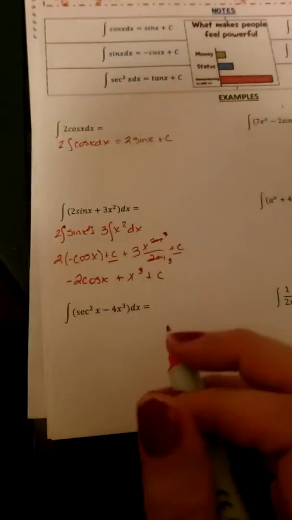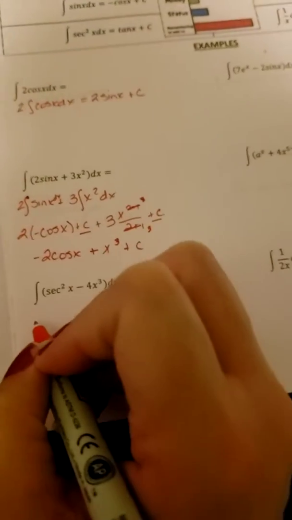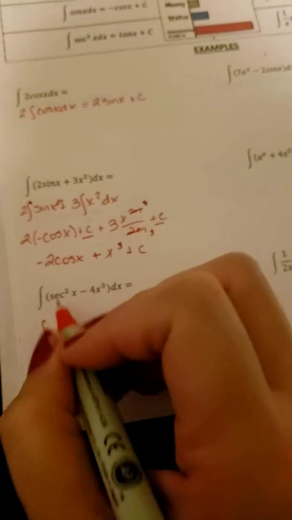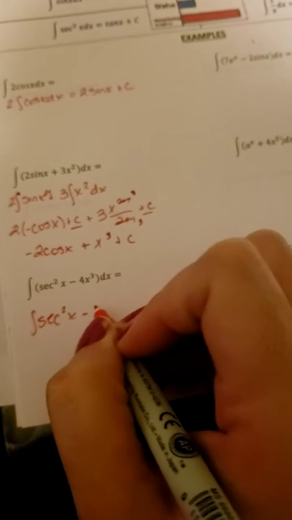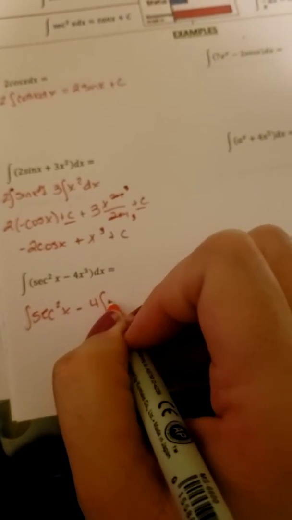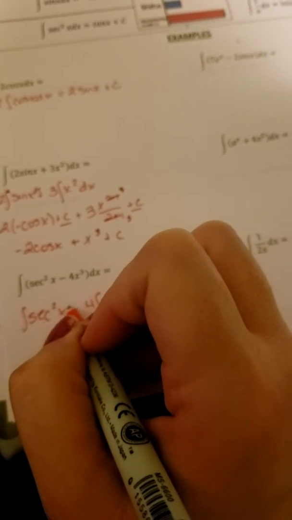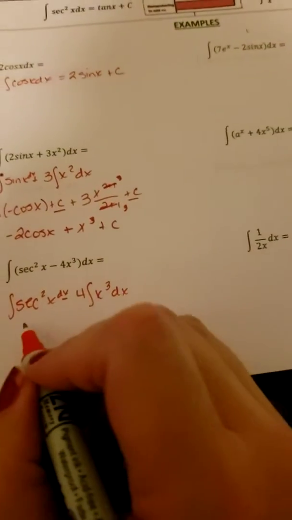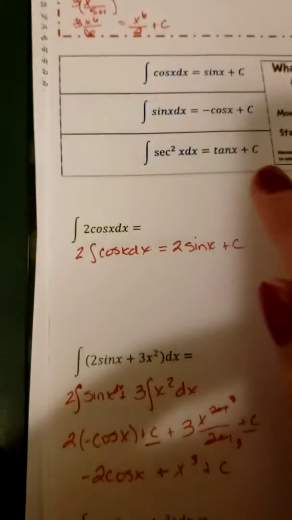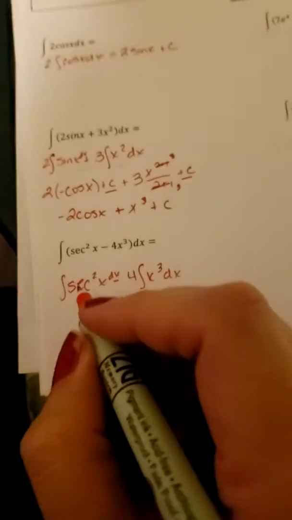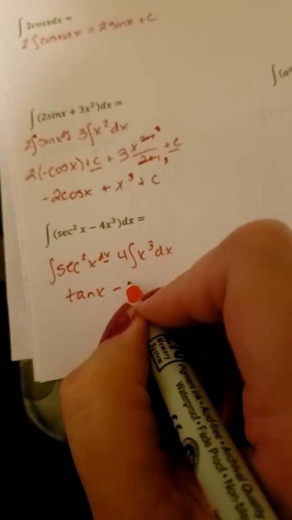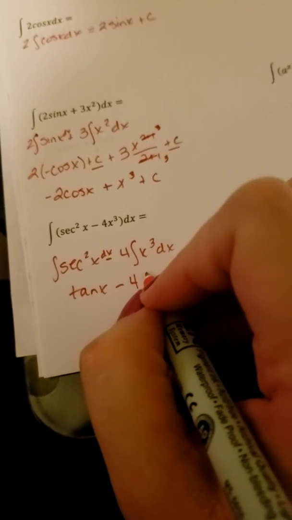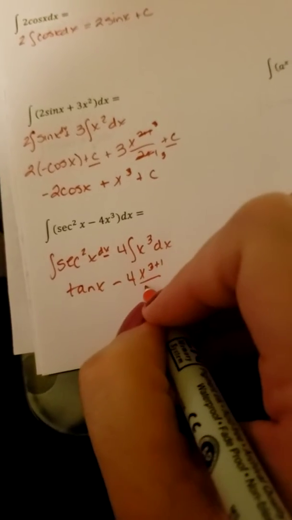All right, so down here we have the integral of secant squared x minus 4 times the integral of x cubed. And I always forget my dx, you guys, always. So the integral of secant squared x, if I look back up at my chart, is tangent x. So tangent x minus 4 times x to the 3 plus 1 over 3 plus 1.